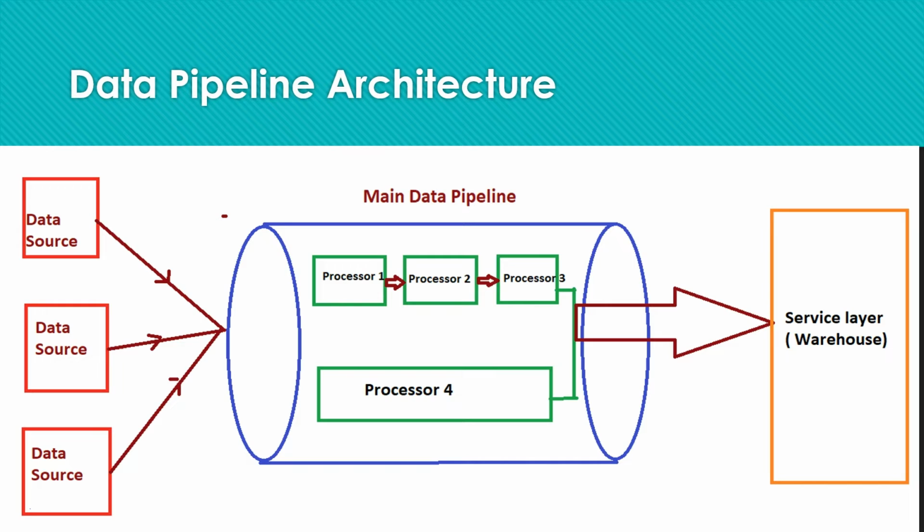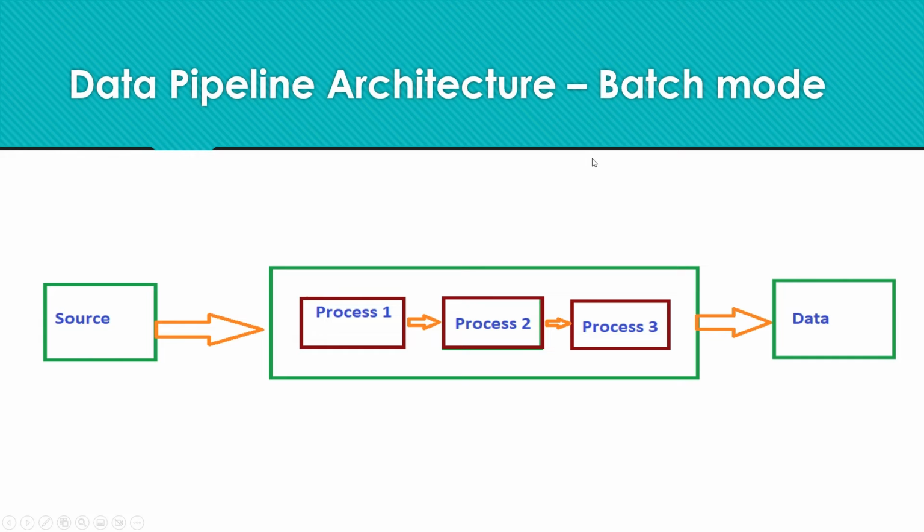These pipelines are built using Java or Python. Even though we represent this architecture pictorially, in reality it is a single Java or Python program which has separate routines for performing each functionality. Now let's discuss the various types of pipelines available.